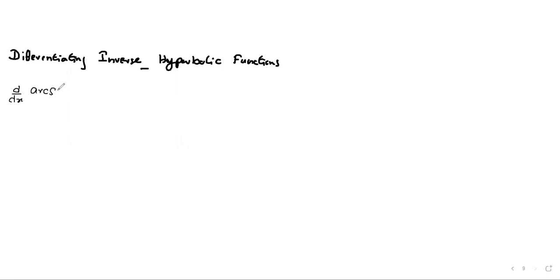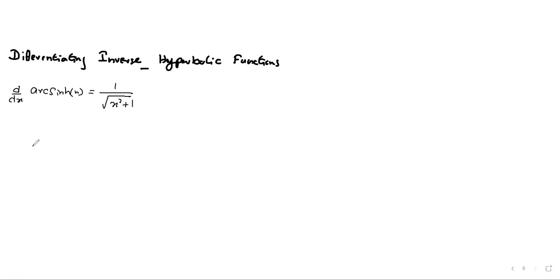arc sin x, it's equal to 1 over square root of x squared plus 1. We should know how to prove this theory, right? Now let's see how to do this proof, right?